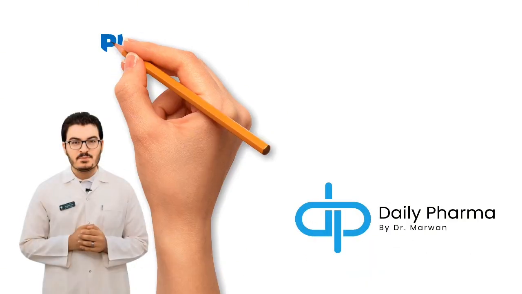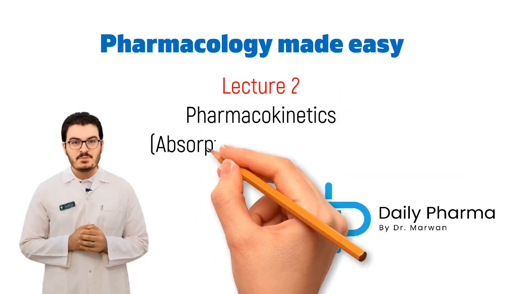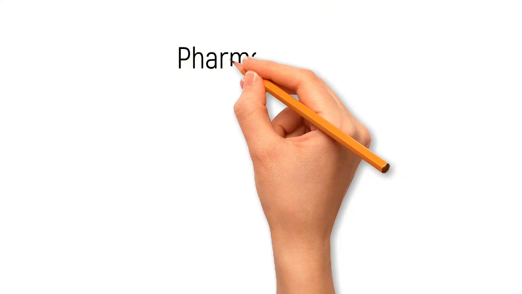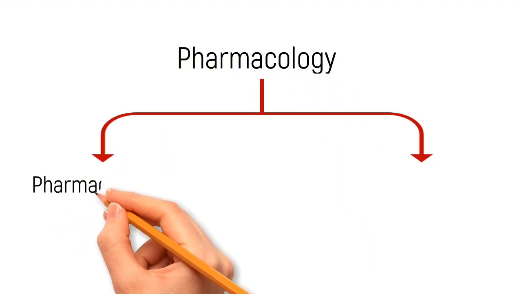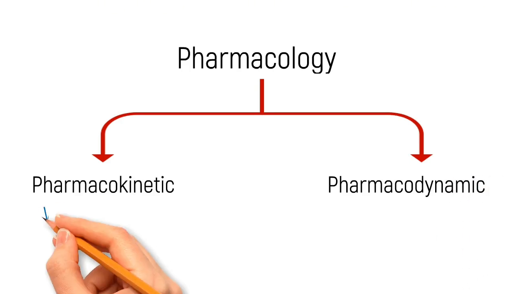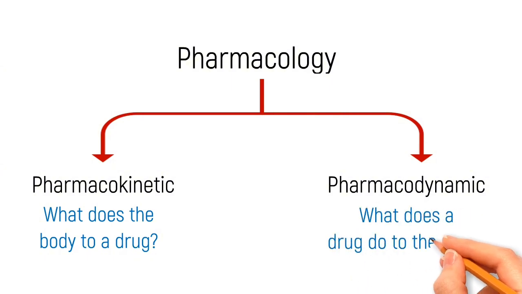I'm glad to have you here for the second lecture in the Pharmacology Made Easy series, titled Pharmacokinetics. In the previous lecture, I said that there are two fundamental concepts in pharmacology that describe how drugs interact with the body. They are pharmacokinetics and pharmacodynamics. I said that pharmacokinetics answers the question, what does the body do to the drug? And pharmacodynamics answers the question, what does the drug do to the body?